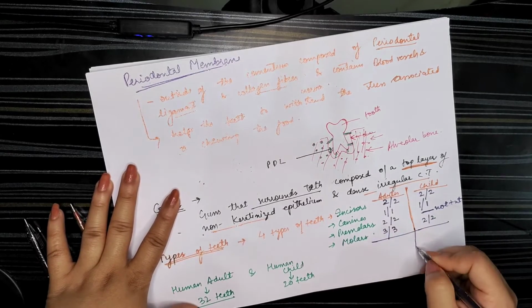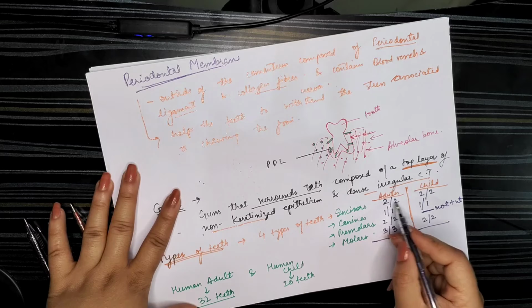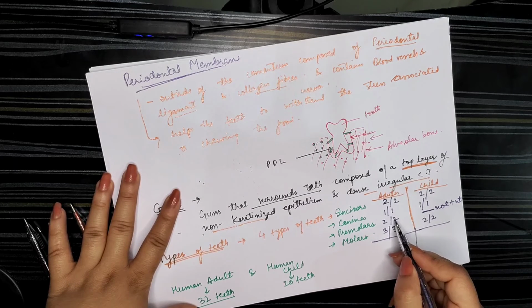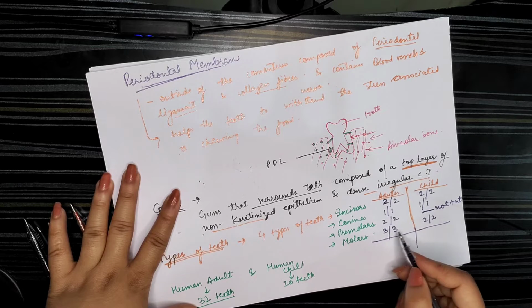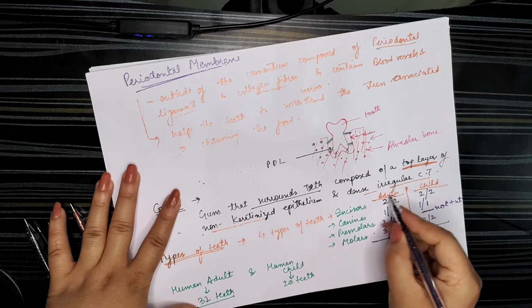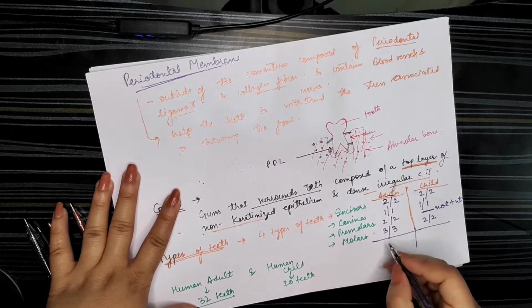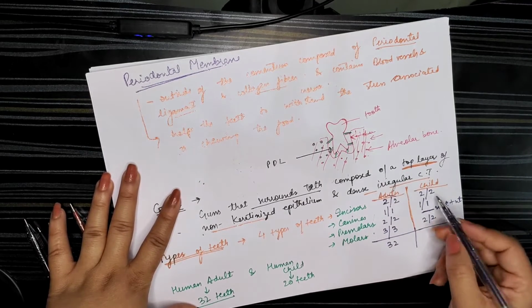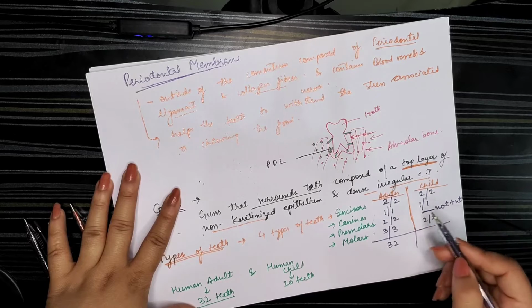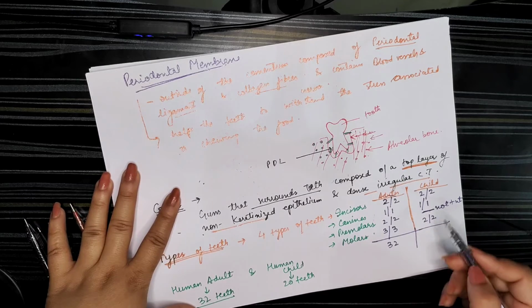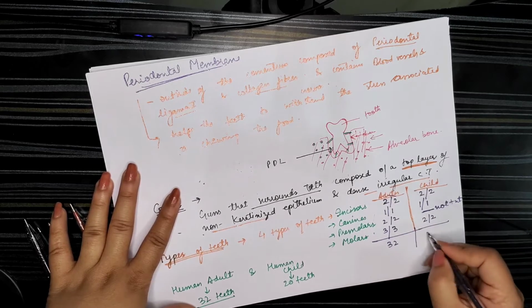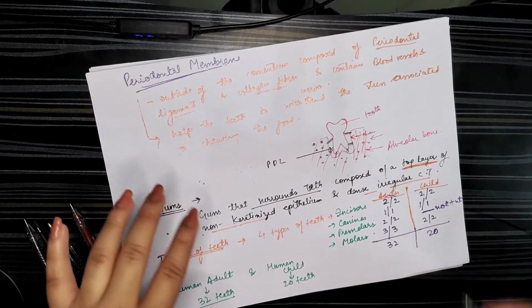So in total, there are 2 plus 2, 4 plus 2, 6 plus 4, 10 plus 6, 16. So this is 16 for one arch, 16 plus 16, 32 teeth for adults. And for child, 2 plus 2, 4 plus 2, 6 plus 2, 10. This is for one arch and 20 for both arches.